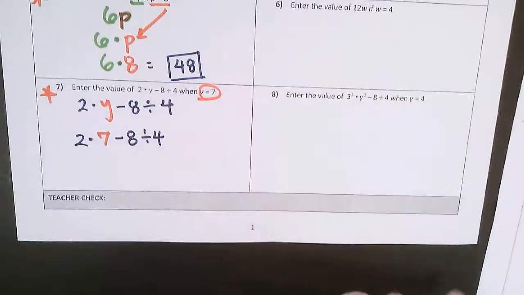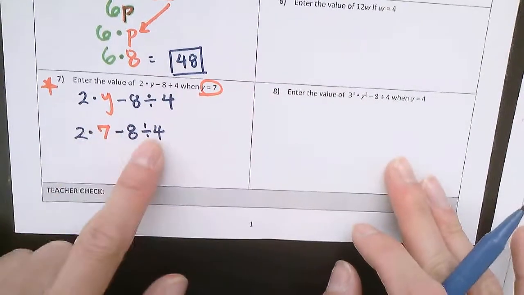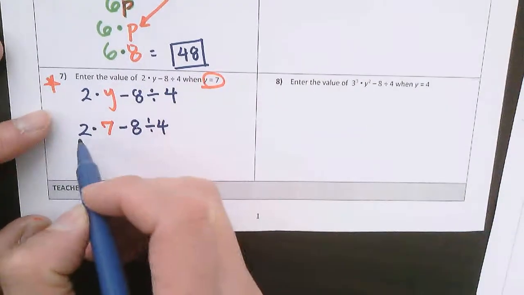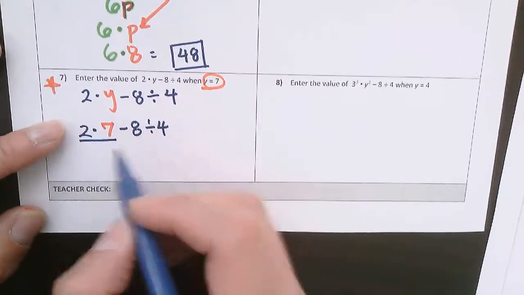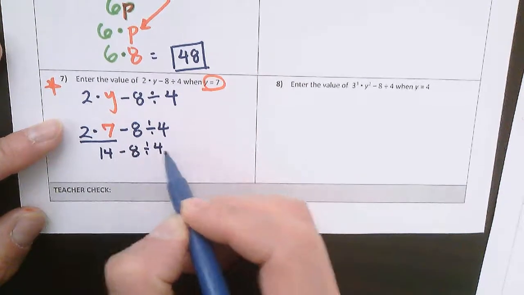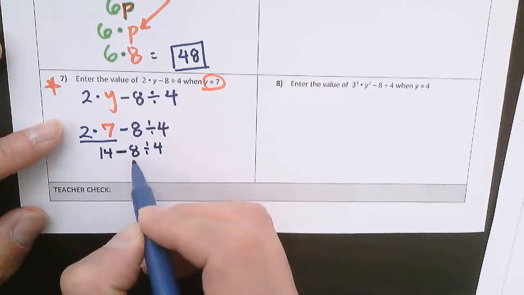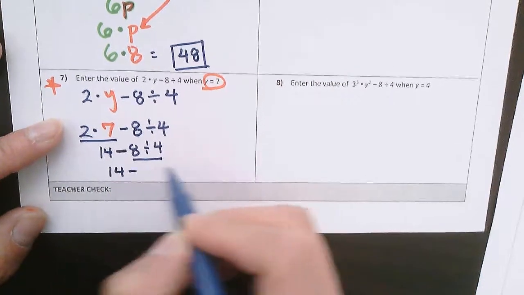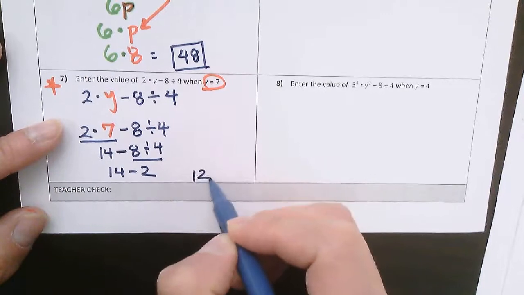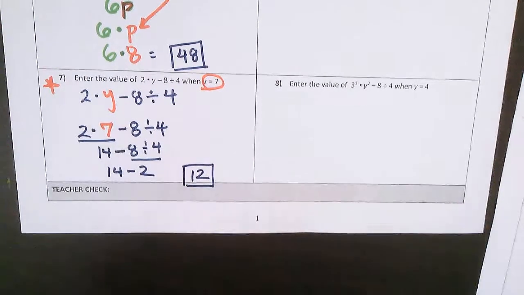Then I can do my order of operations. I have multiplication and division. I always do multiplication and division before subtraction. So I'm going to do left side first. 2 times 7 is 14 minus 8 divided by 4. Then I do the division first. 8 divided by 4 is 2. 14 minus 2 is 12. So 12 is my final answer.